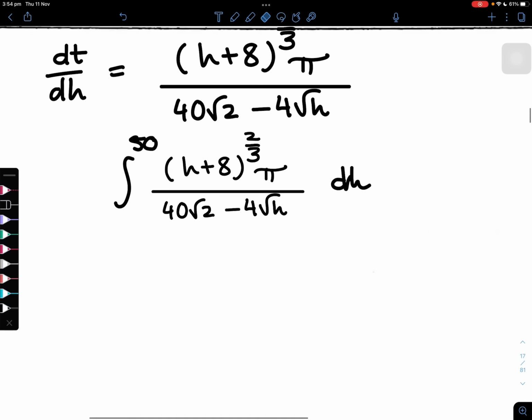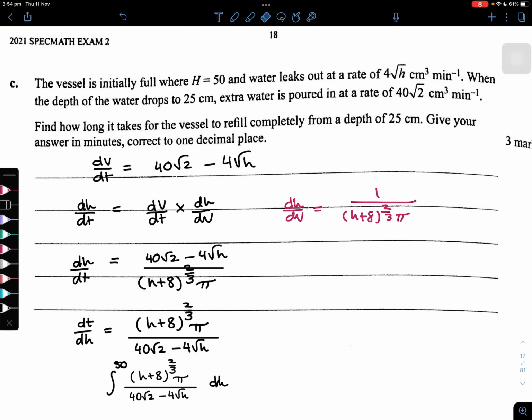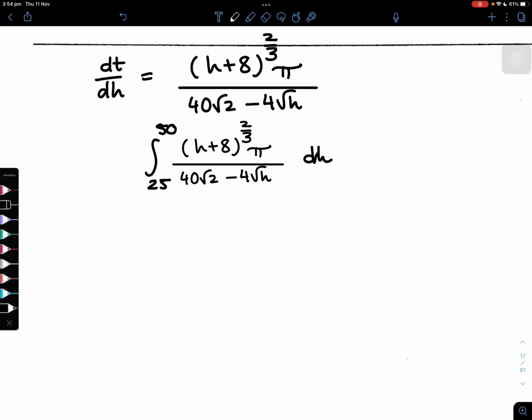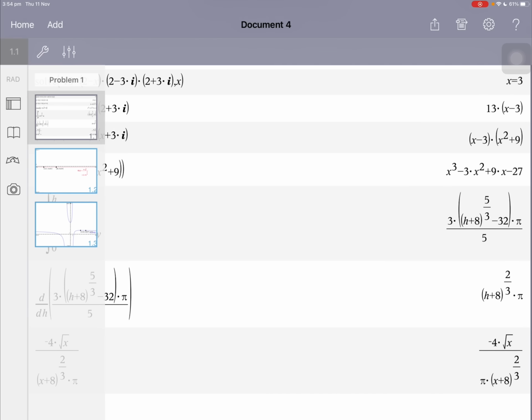Now, what we actually want is how long it takes to fill out. Oh, wait, let me find from 25. So our lower terminal should be 25, because when you sub that in after it gets integrated, that will actually give you the time. So what I'm going to do here is go into the calculator and just integrate this, and it should give us the answer.